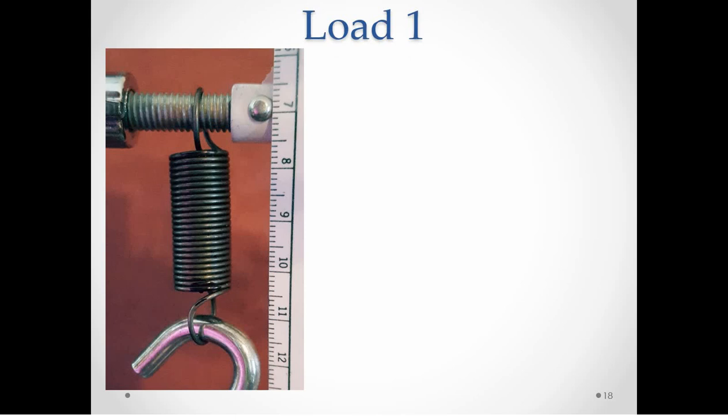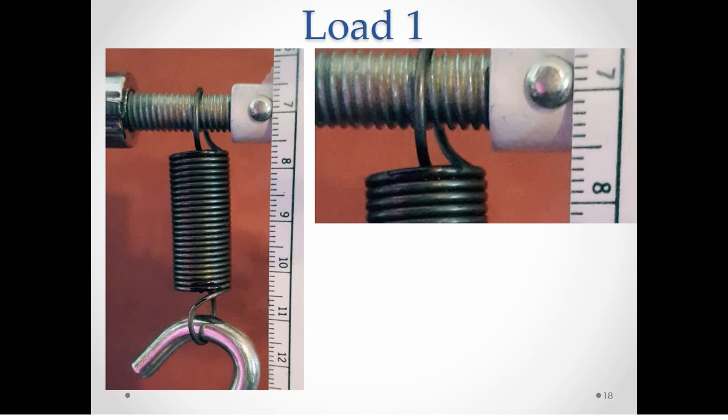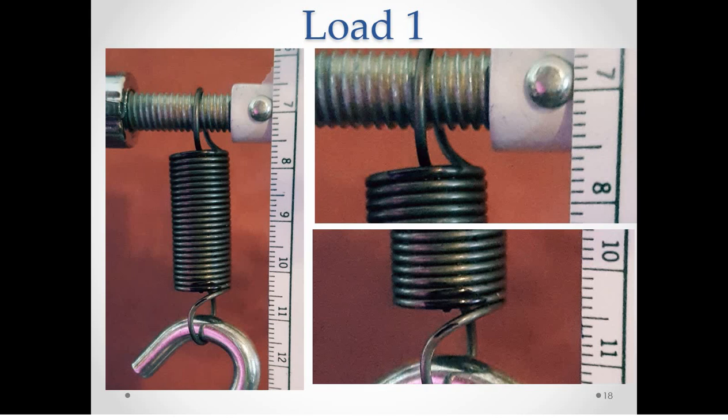The image shown is a close-up of the spring after the first load was hung from the spring's bottom loop. The image at top right is a close-up of this first image. On the left, make your measurement, record it, and then click on the Continue button. The image at bottom right is a close-up of the image at left. Make your measurement, record it on your sheet, and click Continue.